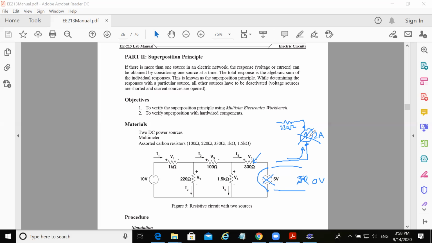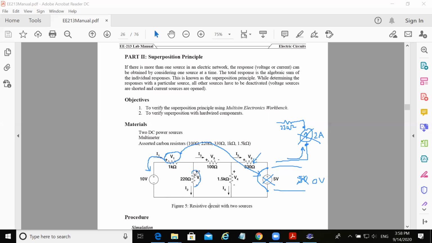Anyway, you need to remember that when applying the superposition principle, we have to find the desired quantity. I used V1 as an example of the desired quantity. We have to find the desired quantity due to each source individually. So I will first find V1 due to 10 volts, then I will find V1 due to 5 volts and so on. The same thing applies for all other quantities.